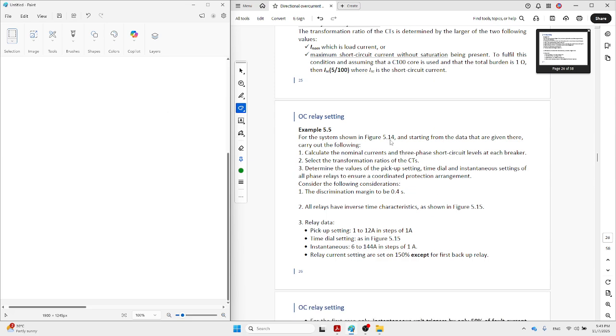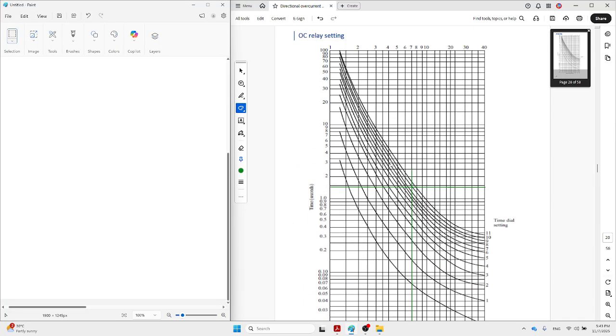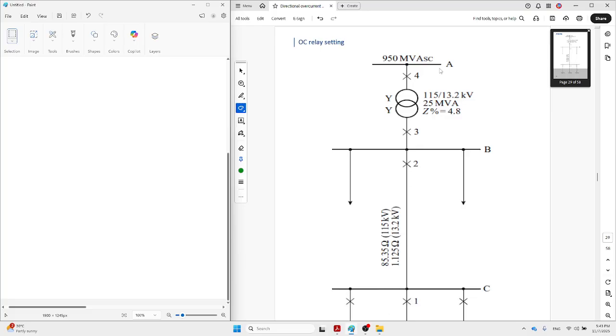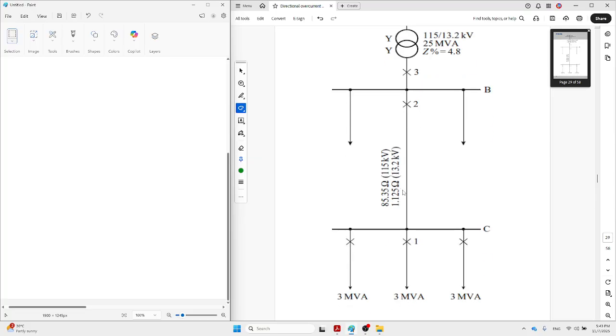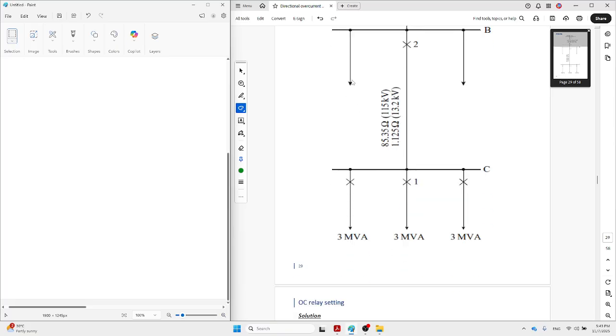Let's see the example. The figure is given as 5.14. This is the figure. We have one substation, whose short circuit power is given. Then we have a transformer, then a transmission line and three loads. Since the values of two of these loads are not mentioned, we can ignore them.